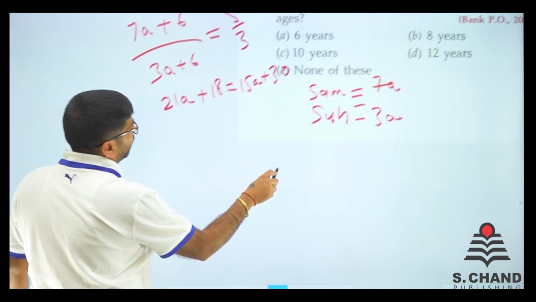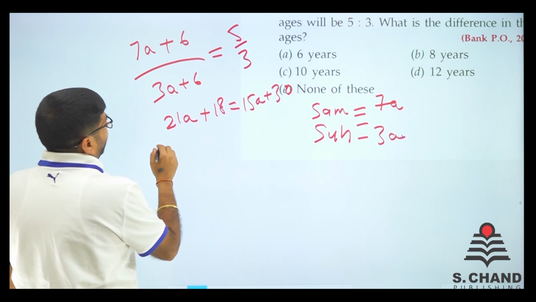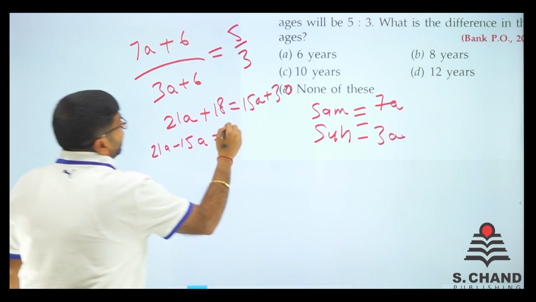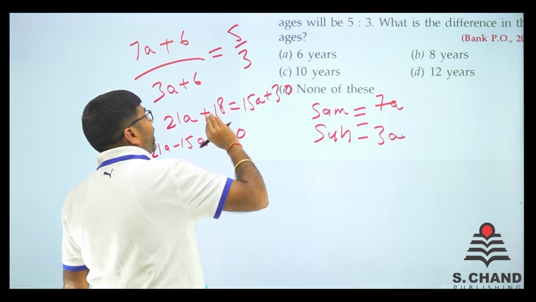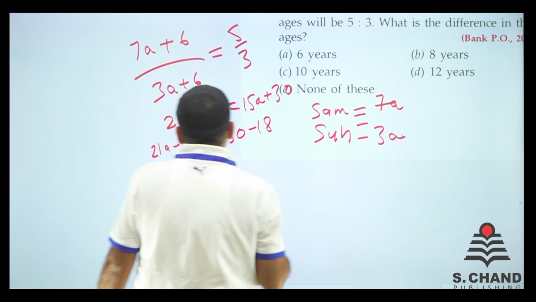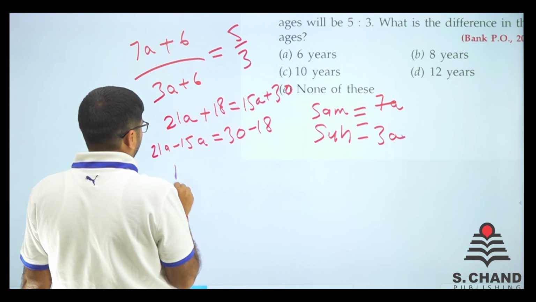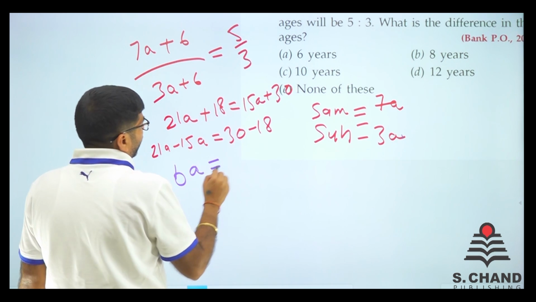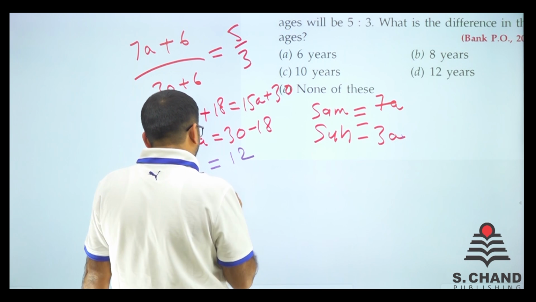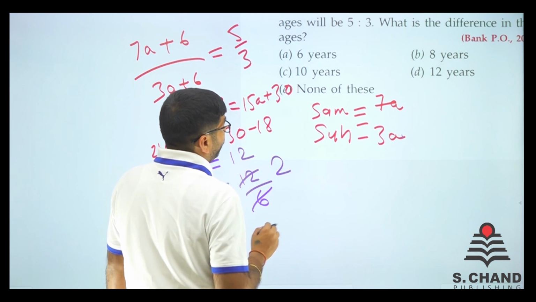इसको थोड़ा अच्छे से सॉल्व करते हैं हम लोग. 21A minus 15A is equal to 30 minus 18, because if 18 goes there, it is in minus. So finally we have 21 minus 15, which is 6A, is equal to 30 minus 18, which is 12. So A is equal to 12 by 6. That comes out to be 2.